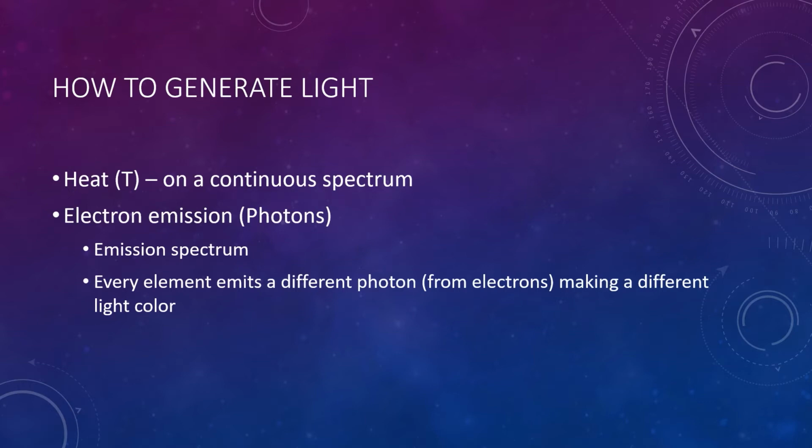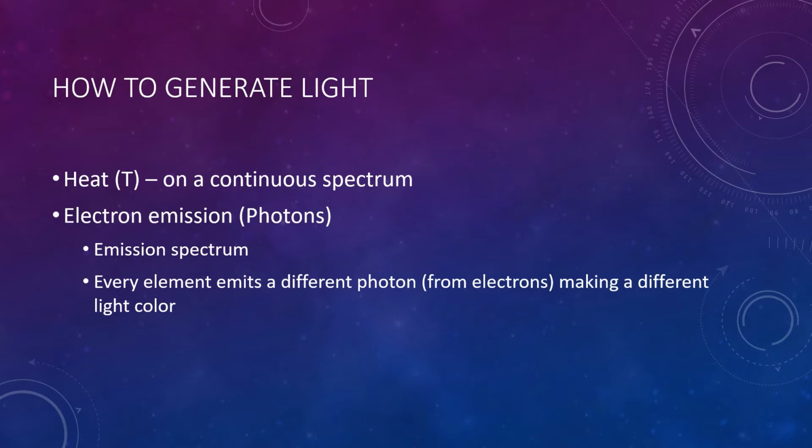Well, how does a star generate light? If you remember, we talked about the EM scale a little bit last time, and we talked about wavelengths and photons and how luminosity is the amount of energy given off by an object, or the output, which has to do a lot with temperature and Wien's law. And we learned and spoke a lot about how heat leads to light. So heat or temperature is on a continuous spectrum, and it is electron emission or photons which leads to the emission spectrum. So every element emits a different photon from electrons, making a different light color.